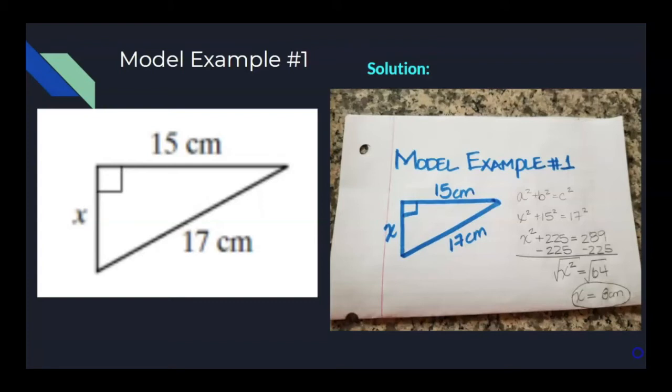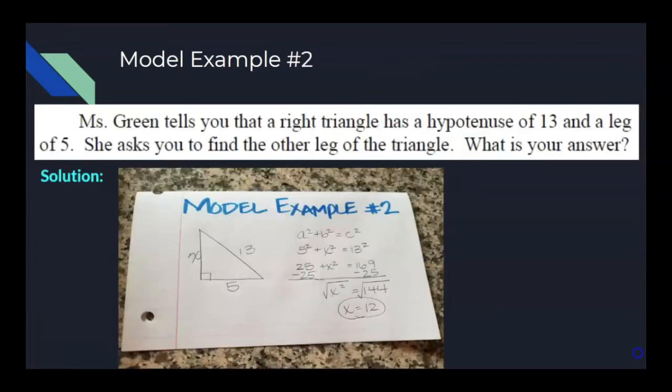Let's look at our model example number 2. In this word problem, we know that Miss Green tells you that a right triangle has a hypotenuse of 13 and a leg of 5. She asks you to find the other leg of the triangle. So I drew a right triangle. You can draw yours however you like, as long as it has a right angle. And make sure you put the numbers attached to the right side of the triangle. So the hypotenuse 13 can only go in one place, the slanted side. The leg of 5 could go in either position.